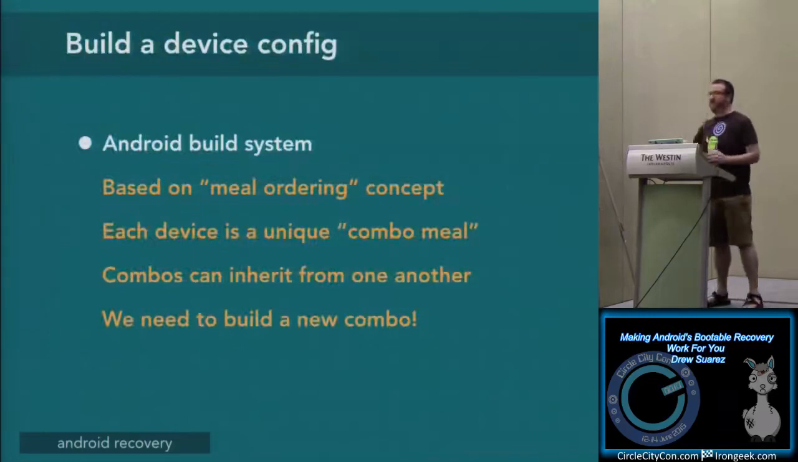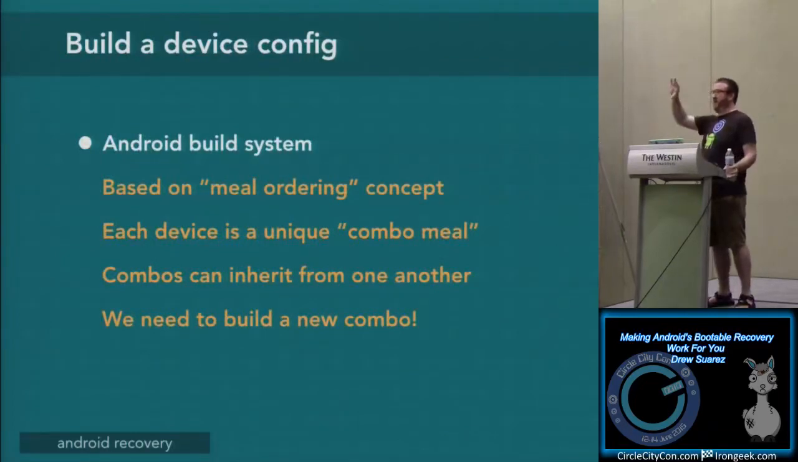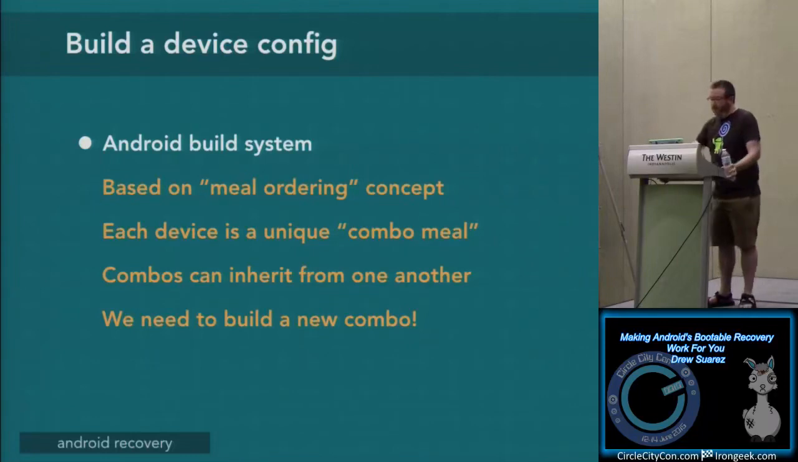So the Android build system is based on a meal ordering concept. Similar to if you drive up to McDonald's and you have the 1 through 10 combo options, as they call it. So every device is a unique combo meal, as we say, and sometimes these combos can inherit from each other. So if you have, let's say, a device that has lots of variants, there'll probably be a common combo that these all inherit and make files from. And then the variant will have very small specific changes that happen.